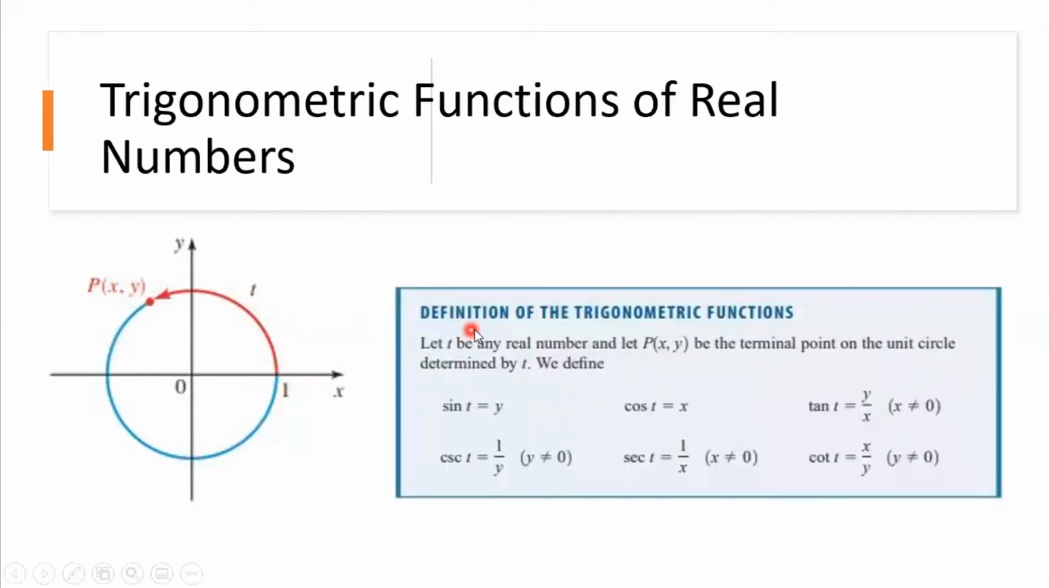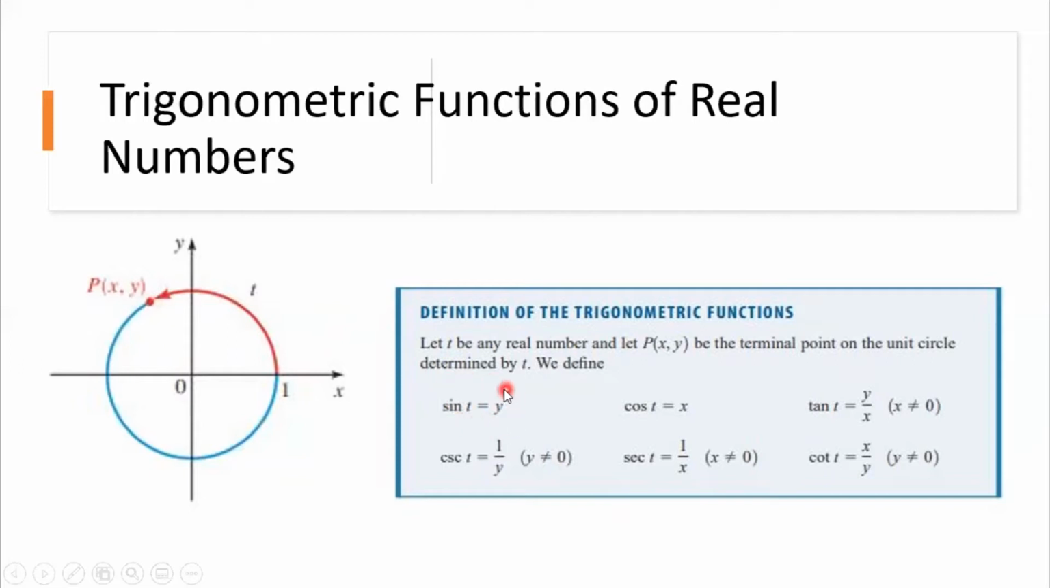So here, we have the definition of the trigonometric functions. Let t be any real number and let P(x, y) be the terminal point, a point on the unit circle determined by t. Then we have six trigonometric functions. So these are the definitions of the trigonometric functions.